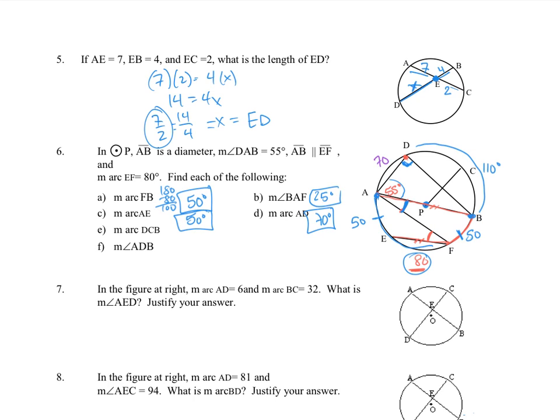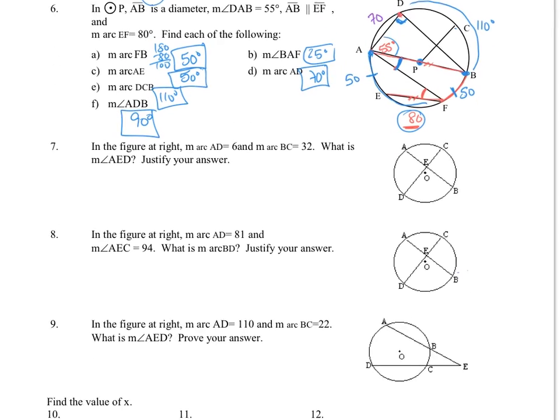Okay, so then we have the measure of arc DCB, and that's 110. Again, we just went ahead and filled in the problem, and now we can answer all these questions. And the measure of angle ADB, we know as being 90 degrees. Okay, moving on to number 7.